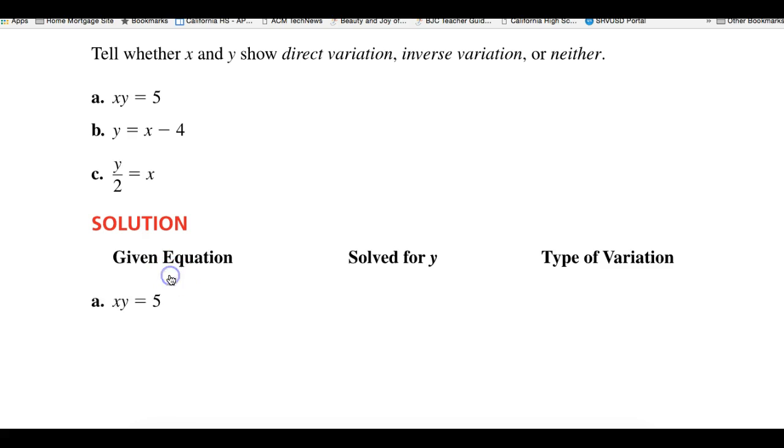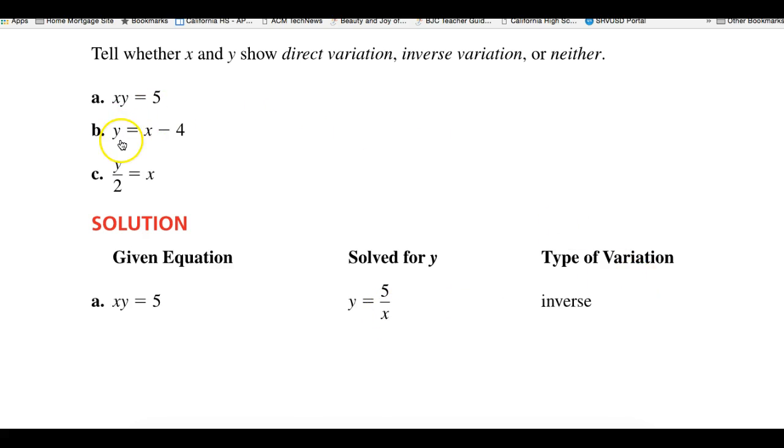So let's start with part A. We've got xy equals 5. In order to solve for y, we're going to divide both sides by x. So we're going to end up with y equals 5 over x. Now, that fits our inverse variation. We've got y equals a constant over x. So this is what you're looking for for inverse variation. When your y value is equal to a constant divided by x, that's inverse.